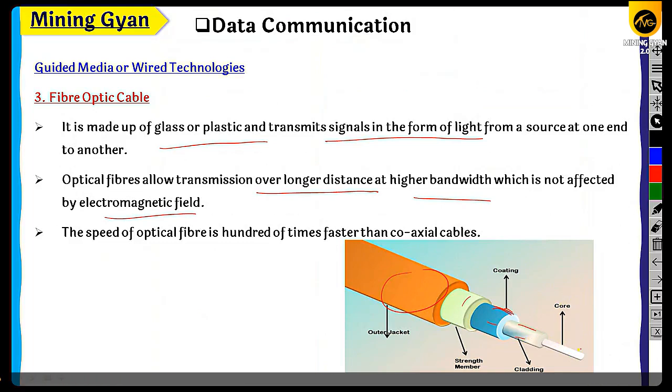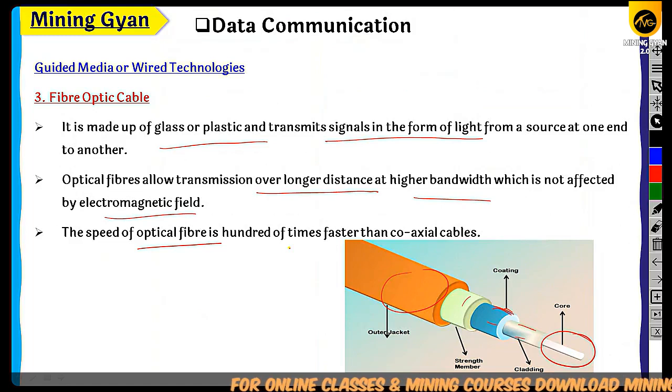So basically, this is the glass core which is used to transmit the signals in the form of light. The speed of optical fiber is hundreds of times faster than the coaxial cable. So basically, these are the fastest wired technology, and they are used in broadband connections.